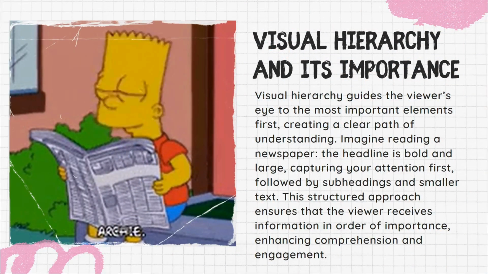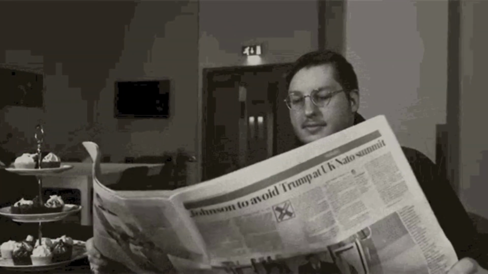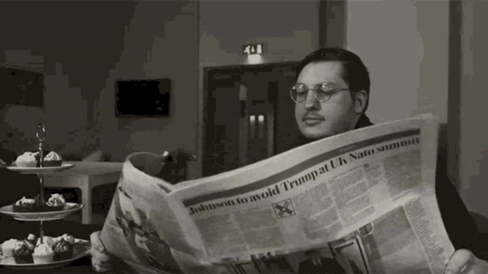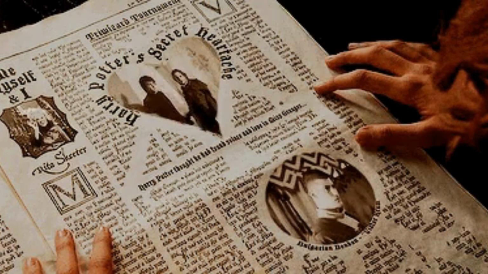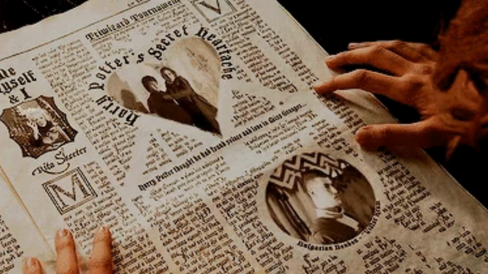So imagine you are looking at a newspaper. The headline is large and bold, grabbing your attention first. Then your eyes move to the subheading and finally the smaller body text. That's how visual hierarchy works in real time.